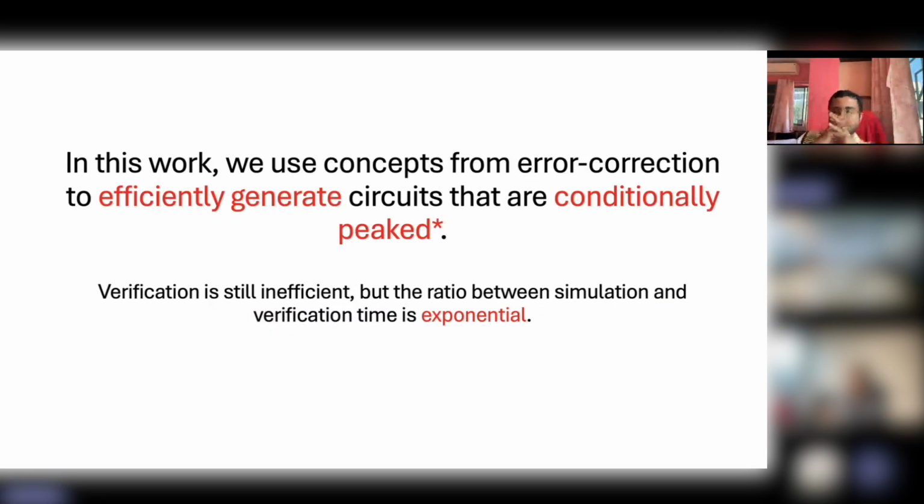What do we do here? Our main contribution is that we use error correction to efficiently generate circuits that are peaked, that are conditionally peaked, but I'll come to the meaning of this phrase later. The verification for us is still inefficient, but the ratio between simulation time and verification time is exponentially large. So that's our main contribution.